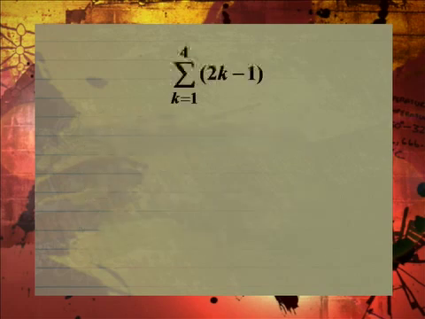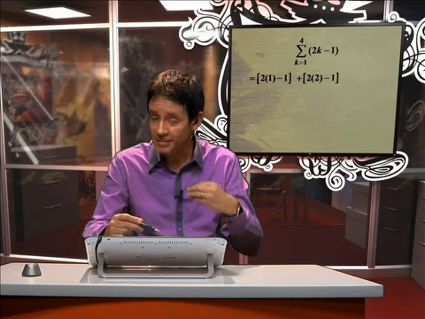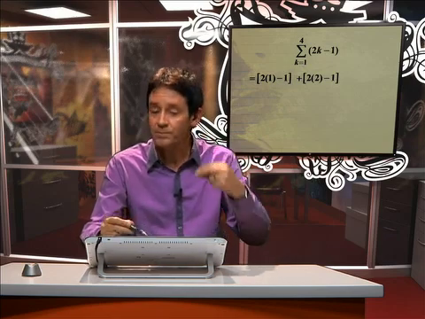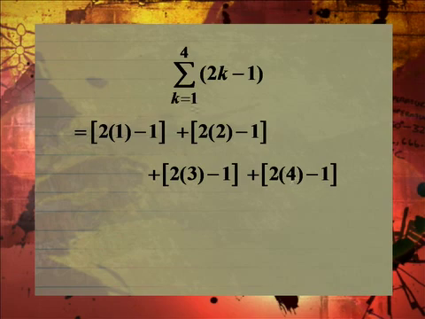So let's see. If you put k equals 1 into there, you get 2 times 1 minus 1. Plus, now we're going to go k equals 2, because remember we're going 1, 2, 3, 4. So we've substituted in 1, so let's substitute in 2. Then there's 3 and 4. So we go from 1 to 4. Look at this, there's 1, 2, 3, 4 terms.